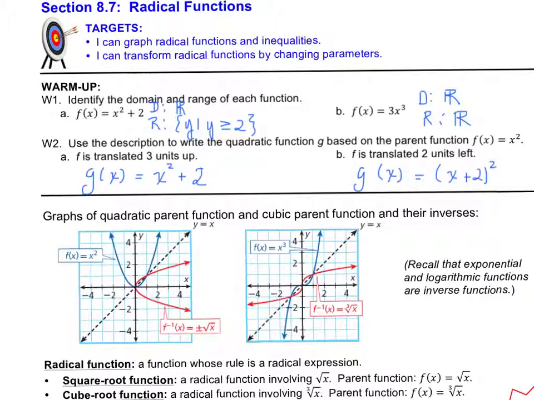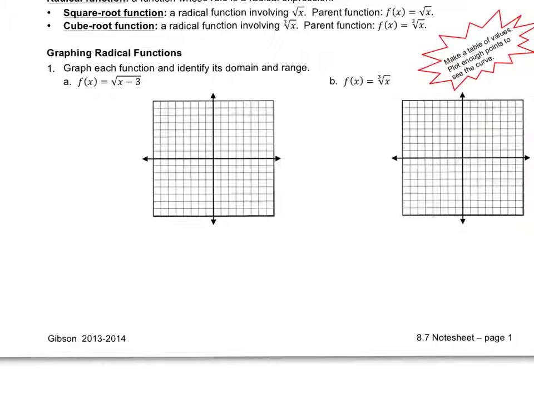Now looking at the next section, a radical function is just a function whose rule is a radical expression. So we'll be looking initially at square root functions and cube root functions. I'd like you to look at 1a and 1b, pause this tape, and plot a few points. Make a table of values, and do enough so that you can get an idea of the shape of that curve. And I'd like you to do that for a and b. So make a table of values and then plot the points.